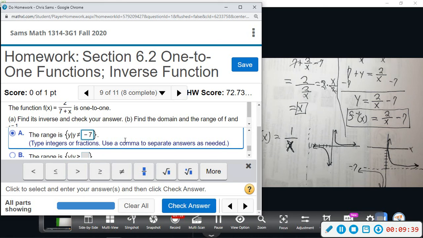So all of this is kind of coming from when we talked about transformations of graphs, when we shift, and then also the horizontal asymptote, vertical asymptote, and being familiar with the parent functions.